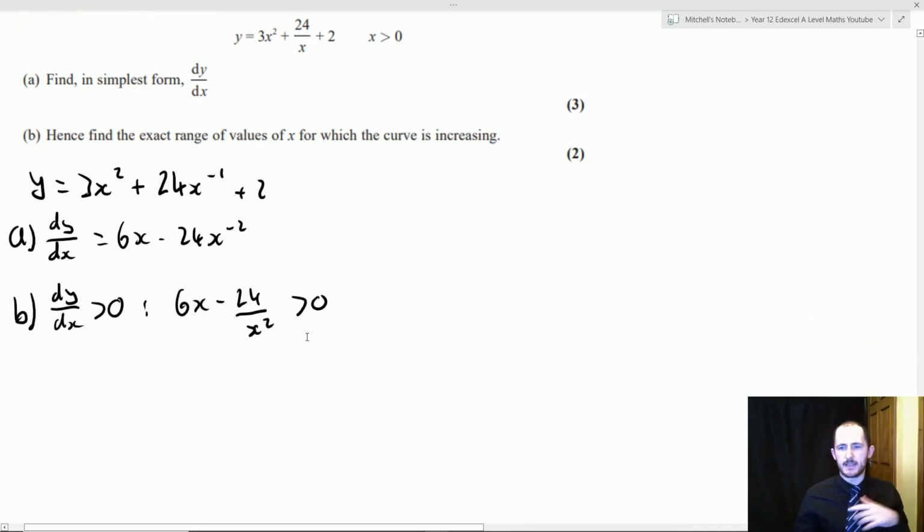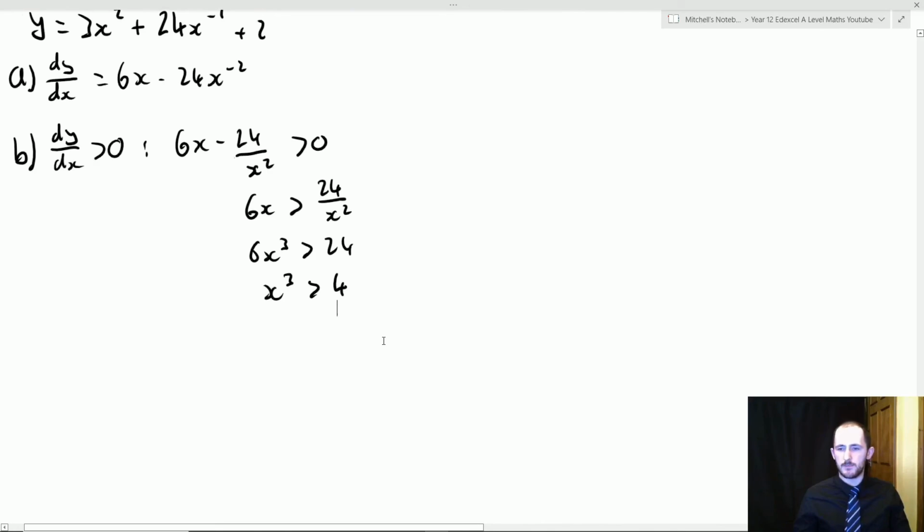So if we add 24 over x squared to both sides, we have 6x greater than 24 over x squared. Times both sides by x squared, we have 6x cubed greater than 24. Divide by 6, x cubed is greater than 4. So x is greater than the cube root of 4. And that's our answer. Not too bad.